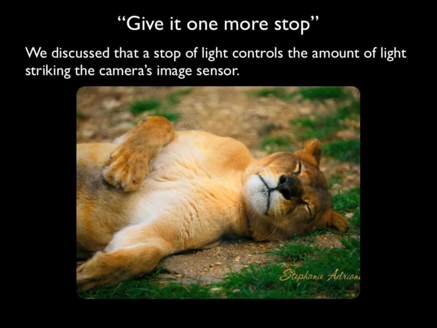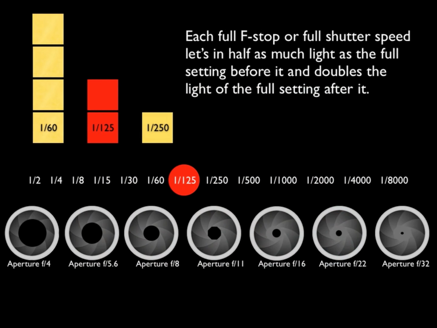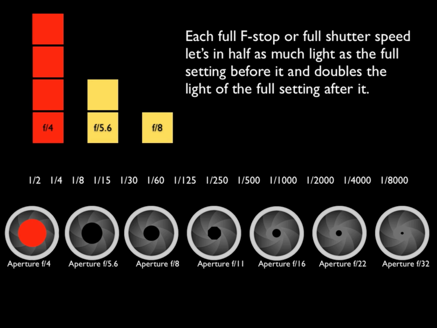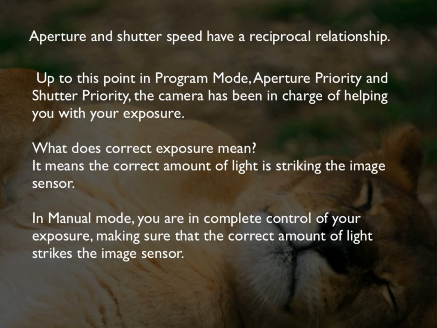Give it one more stop. We discussed that a stop of light controls the amount of light striking the camera's image sensor. Each full f-stop or full shutter speed lets in half as much light as the full setting before it and doubles the light of the full setting after it. Aperture and shutter speed have a reciprocal relationship.